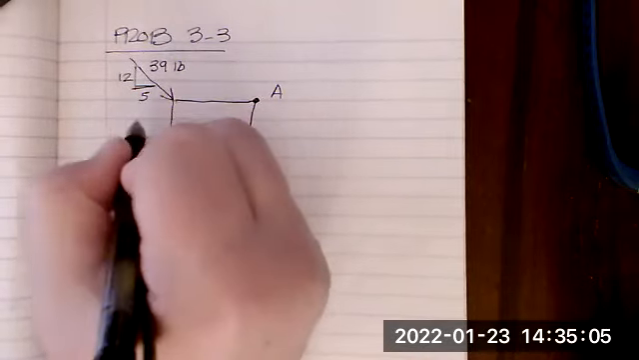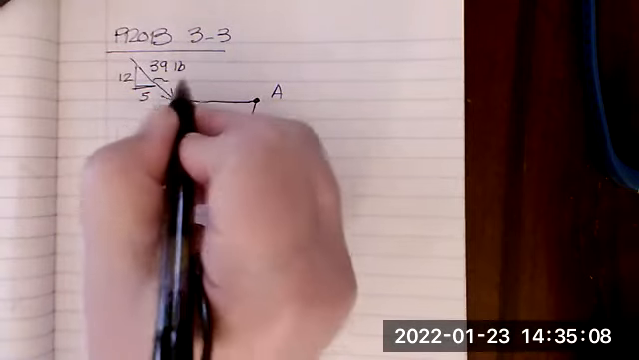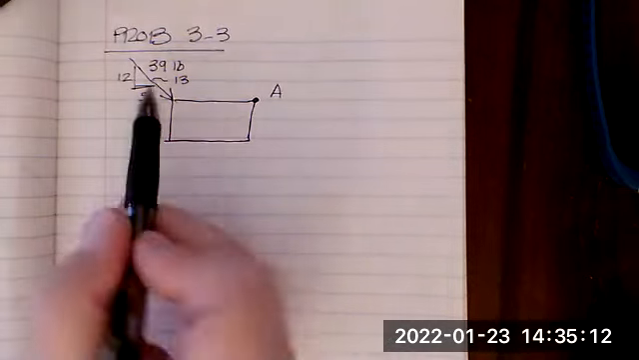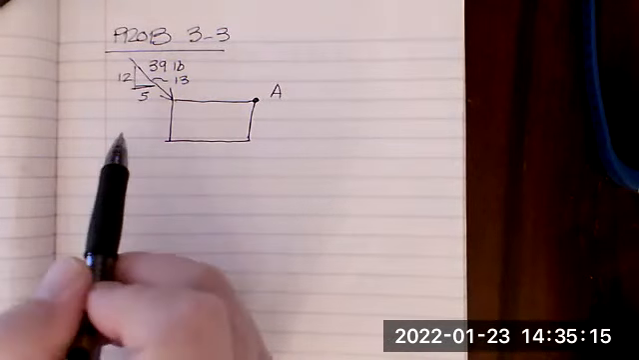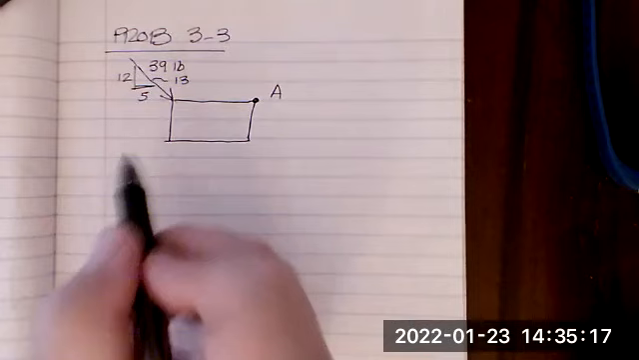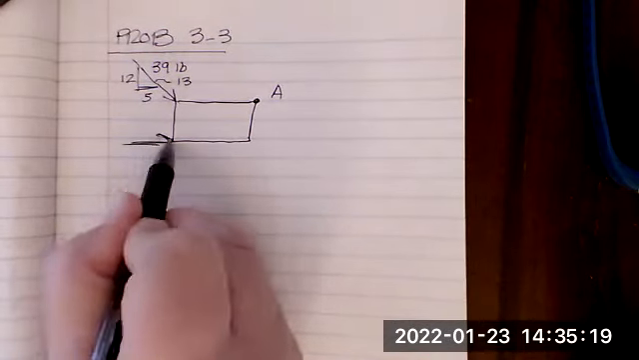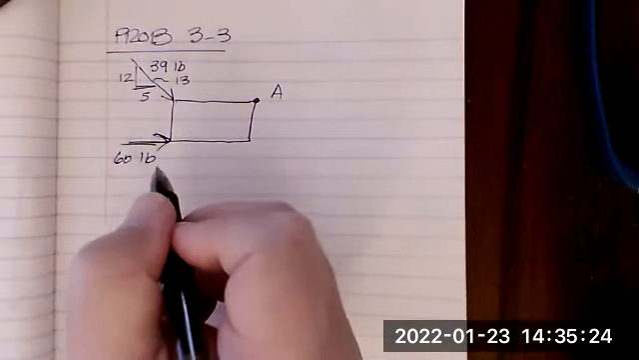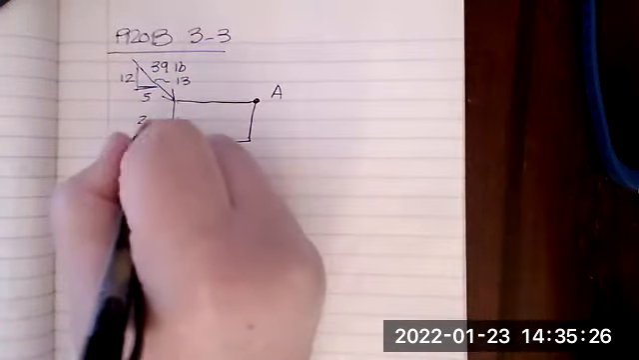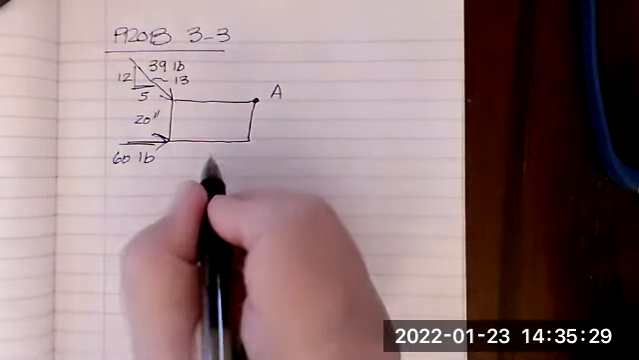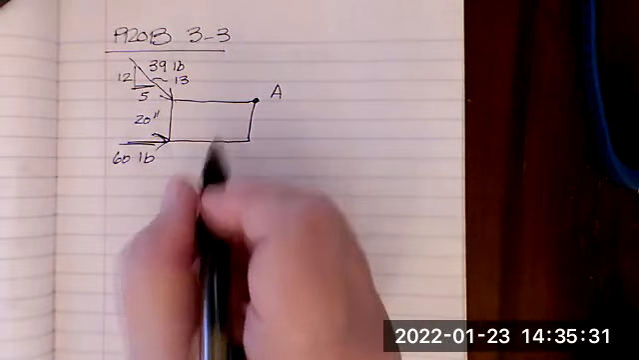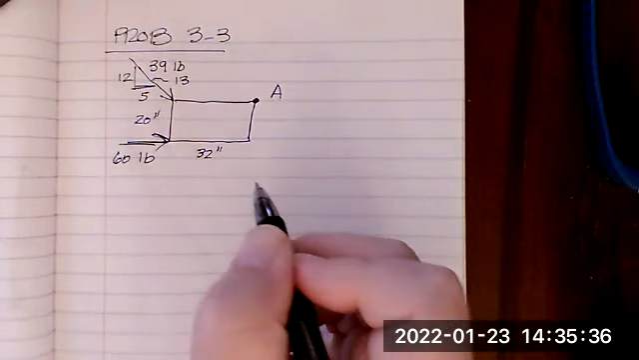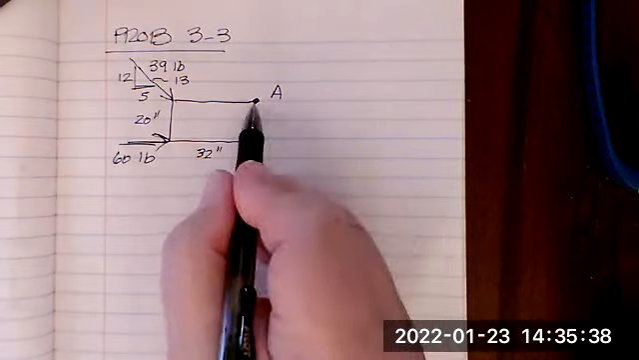If you do the Pythagorean theorem here, you know that the hypotenuse is 13, right? So this is just simply pointing to the hypotenuse. And then we have a 60-pound force here. It gives us a distance of 20 inches here, and a distance of 32 inches here. So we want to take moments about A.